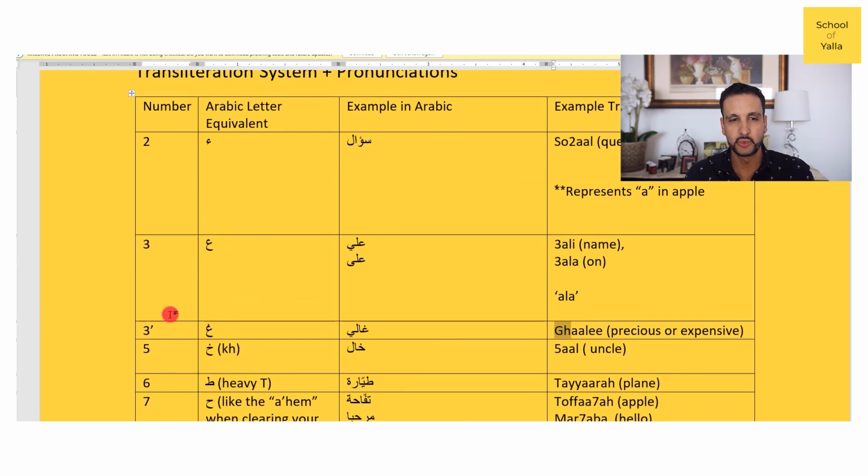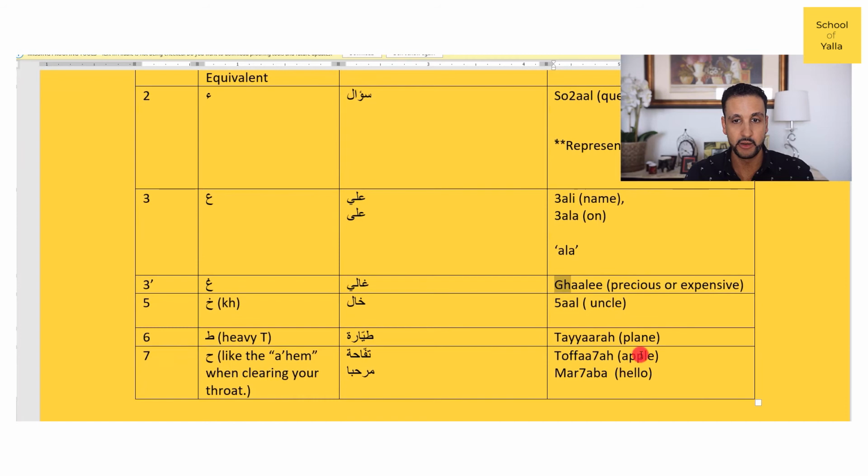I wouldn't say this is one of the more common ones. I would say the 2, the 3, and the 7 are the most common. The 7 looks like this guy, the ha, like ham, the sound you make when you clear your throat, ha. This is represented by the 7.